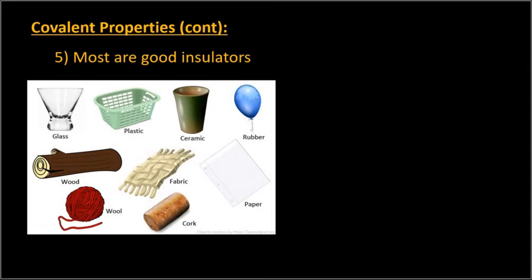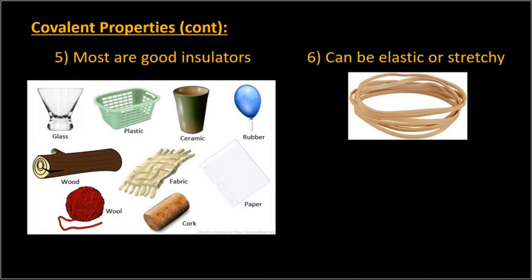Some of their other properties they don't all have, but it gives you some ideas about some other things too. For example, covalent things can be stretchy, and they can go back to their original shape. That's what it means to be elastic. So when we talk about a rubber band, we're talking about a covalent structure. It has the ability to stretch and to bounce back.